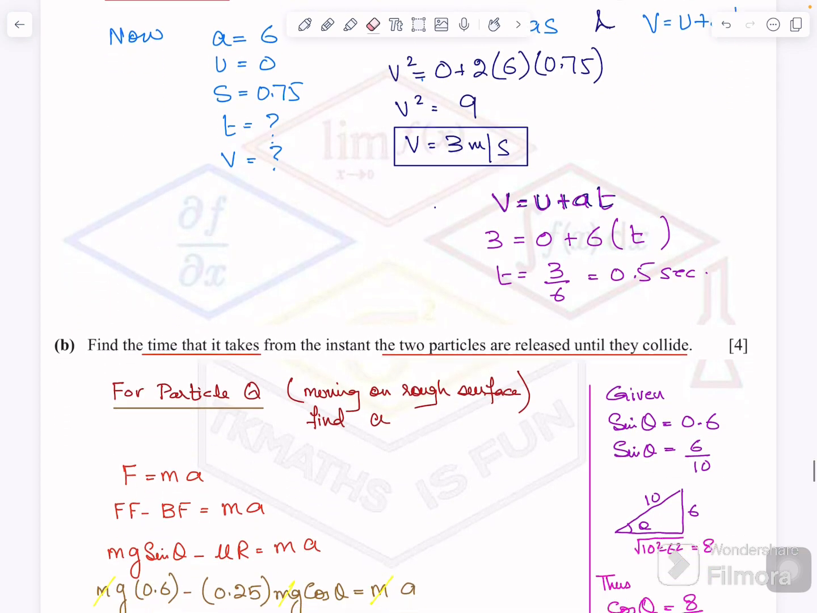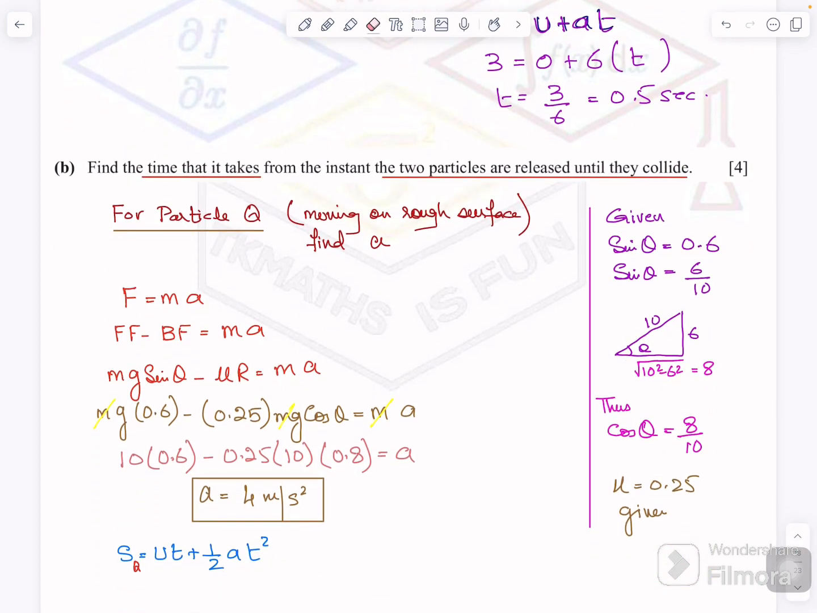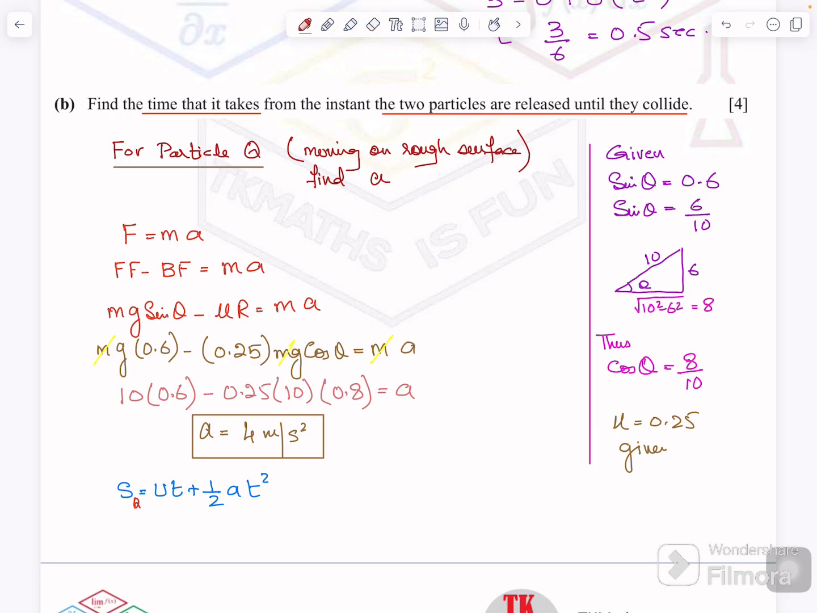So part B is: find the time that it takes from the instant the two particles are released until they collide, right? So this is the working I have done here. This forward force and backward force I have already explained. Just substituting the values. And if sine theta is given to you, you can easily calculate cos theta with the help of this sketch and the Pythagoras theorem.